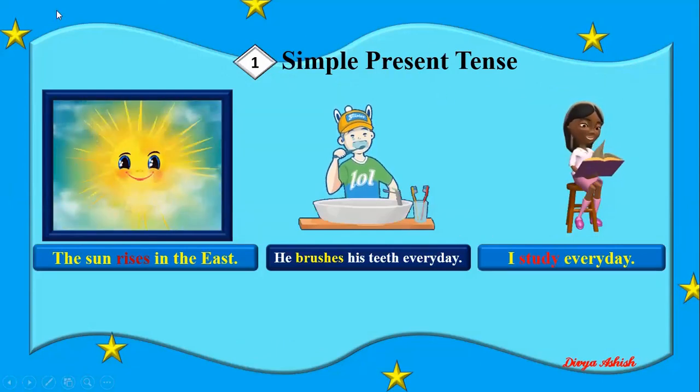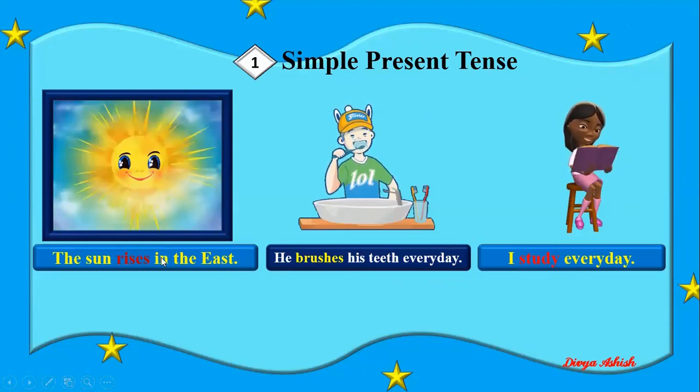Simple present tense. The first example is the sun rises in the east. In this sentence, the verb rises indicates a present action. The second example is he brushes his teeth every day. In this sentence, the verb brushes is in the simple present. Coming to the third example, I study every day. Here, the verb study is in simple present tense.